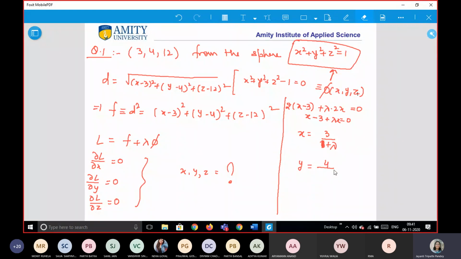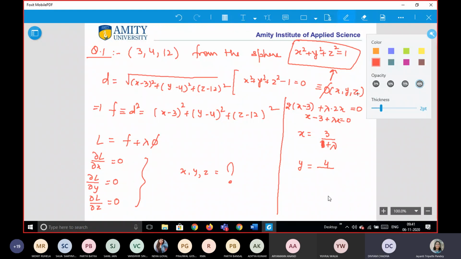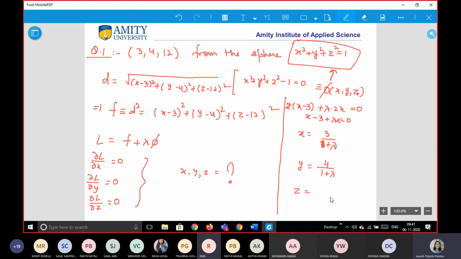So what will you get as y? 4 upon 1 minus lambda, or 1 plus? Ma'am, 1 plus. Yes, 1 plus, there is a symmetry, no? So you can check your answer. And what will be z? 12 upon 1 plus lambda. Okay. And what is the condition on x, y, z? x, y, z should satisfy this.